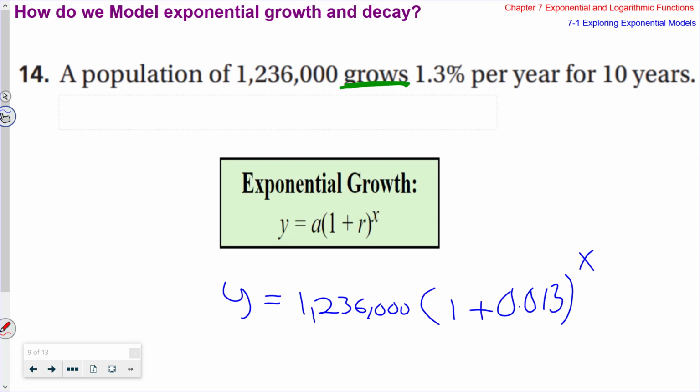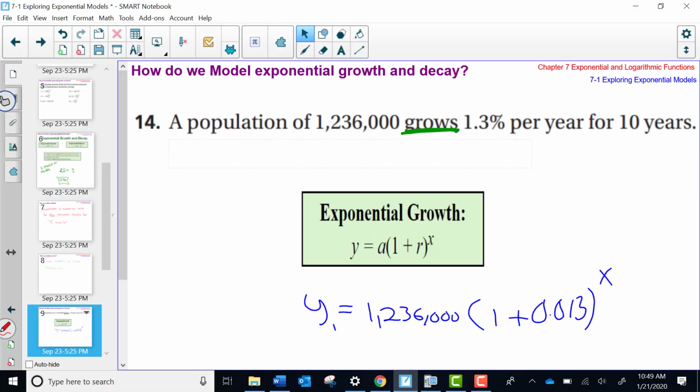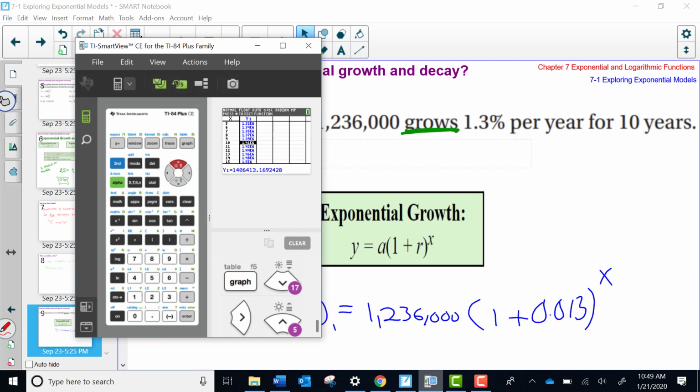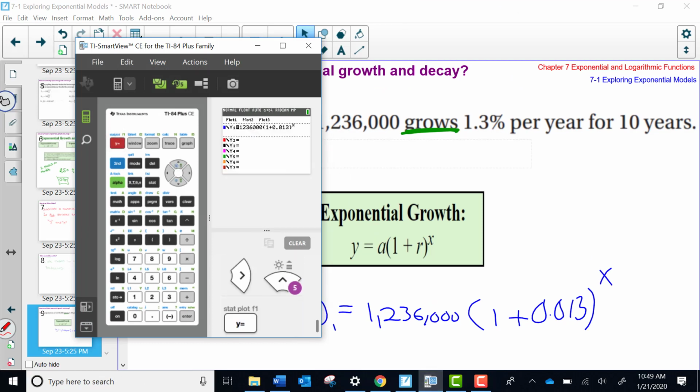This is the model. Once you have the model, put this into your calculator, Y subscript 1. So you're going to always make the model first. Make the model first, then put it into Y subscript 1. So in your calculator, put 1,236,000, parentheses 1 plus 0.013 raised to the X power. Can everyone do that now?